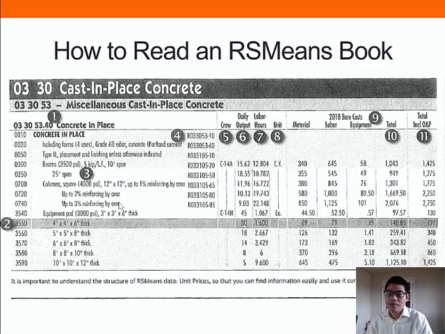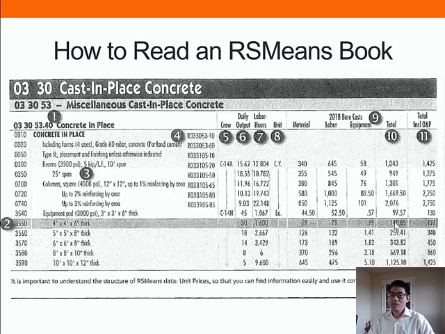Let's take a look at the highlighted item, which is a 4 feet by 4 feet by 6 inch thick equipment pad. The quantity is measured by each. The bare material cost is $69 each. The bare labor cost is $79 each, and the equipment cost is $0.85 per equipment pad. So the total is $148.85 per equipment pad.